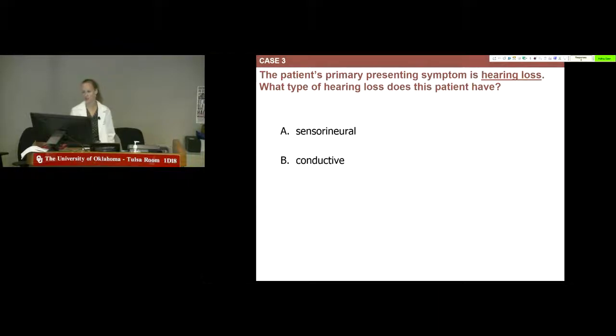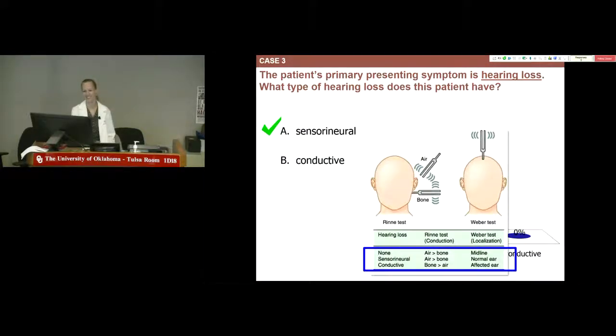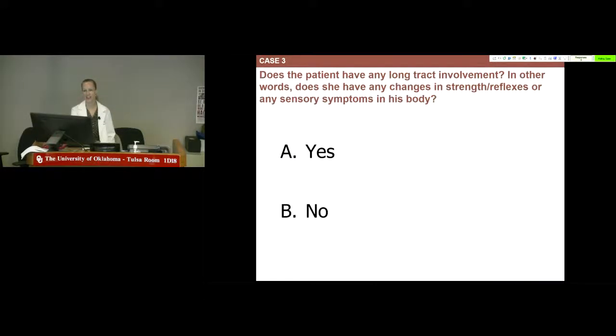Oh, look at that. I already answered our question. Whoops. Sorry. So you all get it right. It's A. It's sensorineural hearing loss. Okay. So I jumped the gun there a little bit.